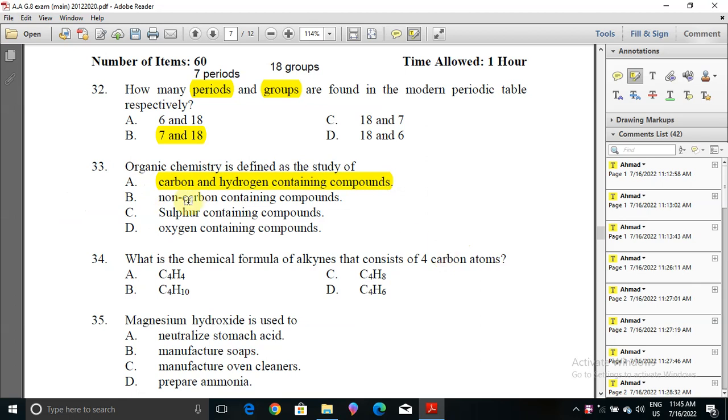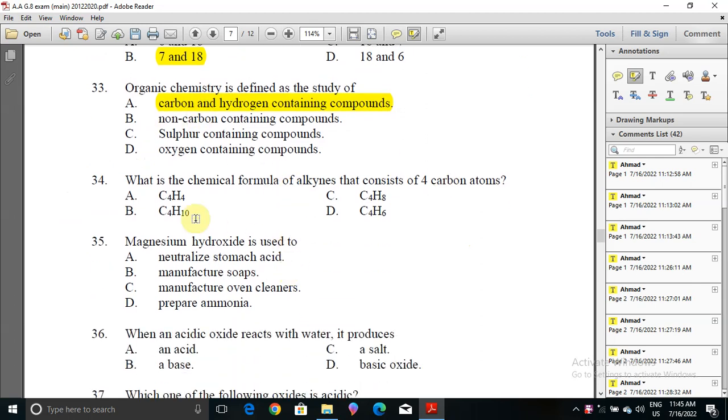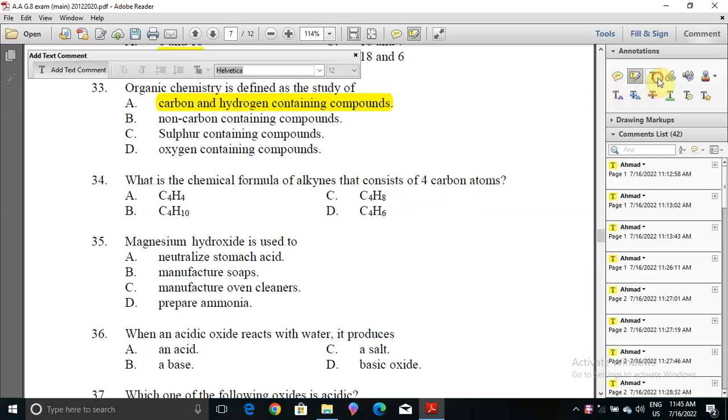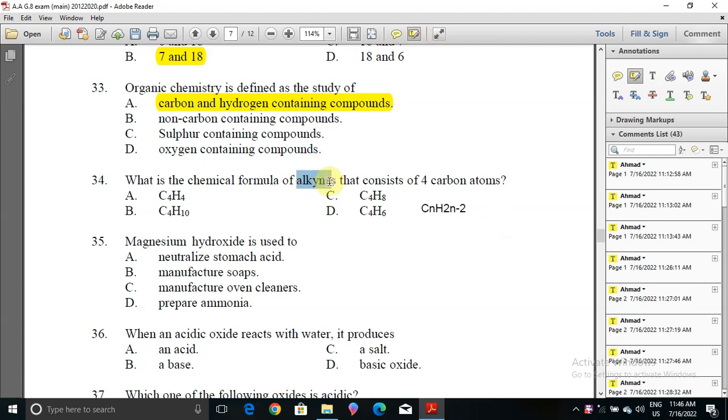This for organic chemistry. Now question number 34, what is the chemical formula of alkynes that consists of 4 carbon atoms? Okay, now what we will do here, already we know the formula, which is CnH2n minus 2. Why? Because he said alkynes. It's the formula of alkynes.